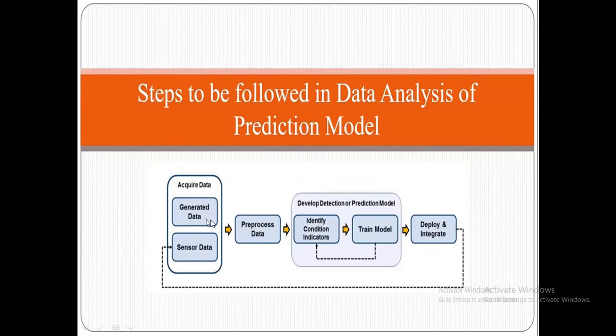So first step is we need data. So we have to acquire data. That may be generated data or you can say sensor data. Then after getting data, we have to pre-process the data.